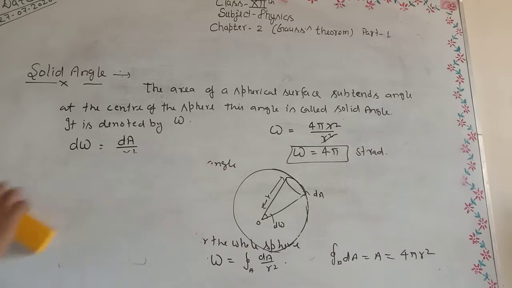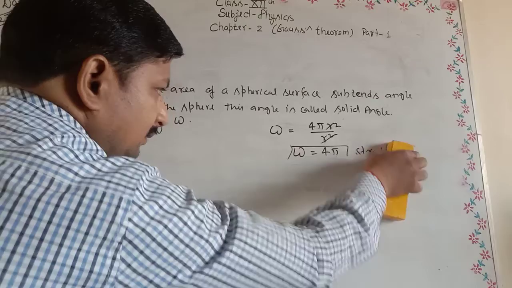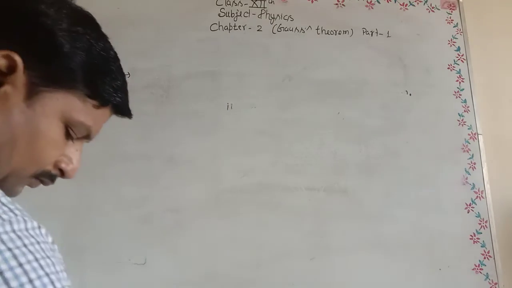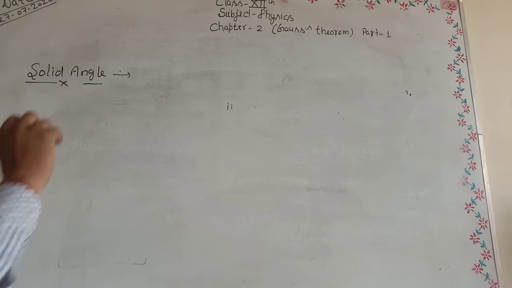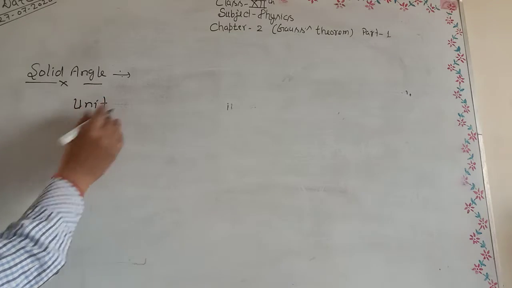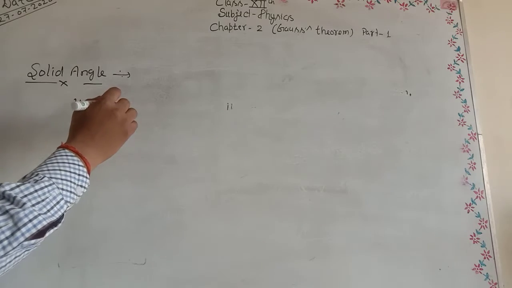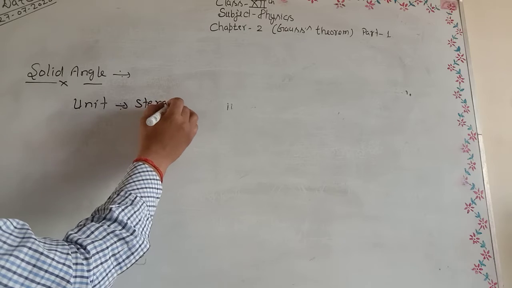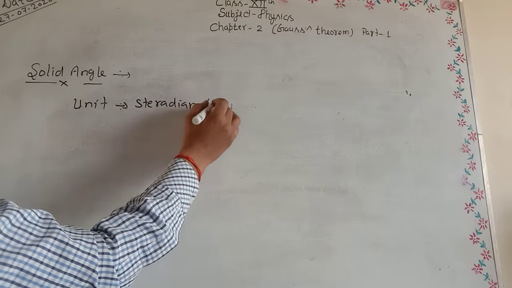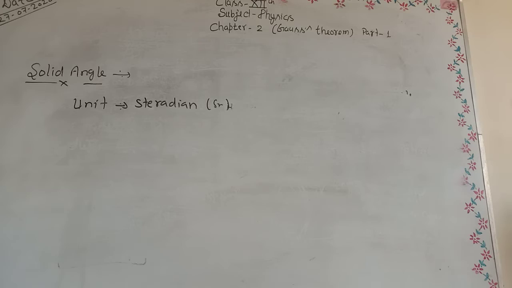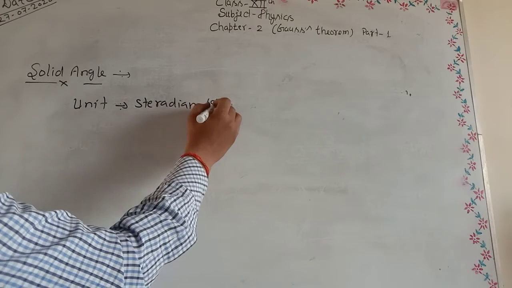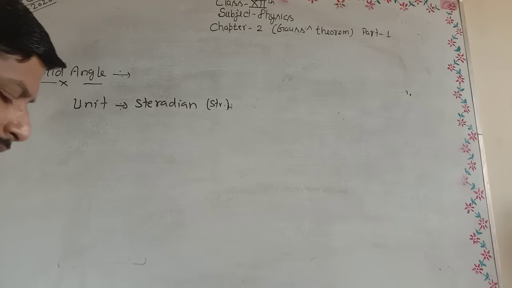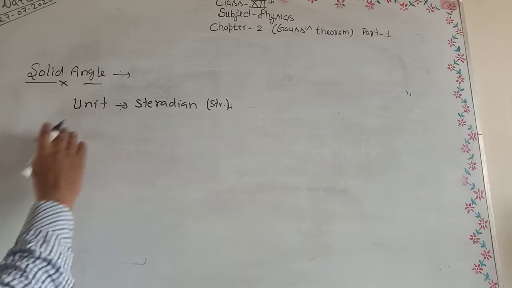The unit of the solid angle is steradian. इसको STR भी ओनली लिख सकते हैं. Then define one steradian.